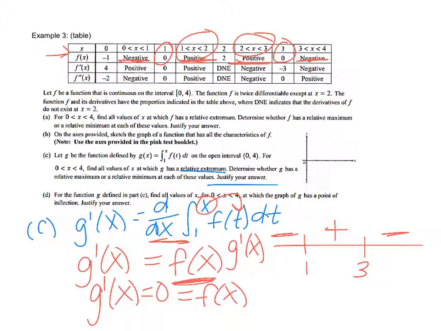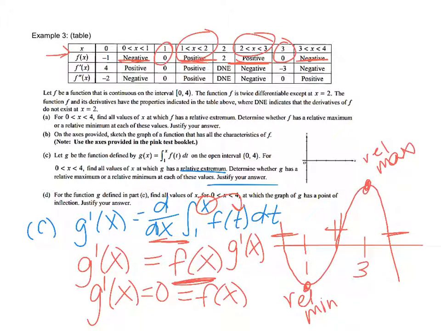So now I'm looking and I'm saying, okay, where are my relative extrema? So I have a negative to a positive. That means I'm going decreasing to increasing. That gives me a relative minimum at x equals 1. Then I have an increasing function to a decreasing function at x equals 3, so that gives me a relative maximum. So now I've been able to identify where the relative min and the relative max are. I just have to justify it.